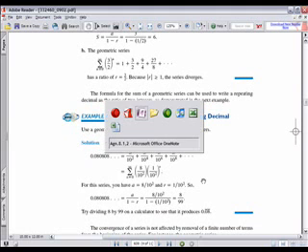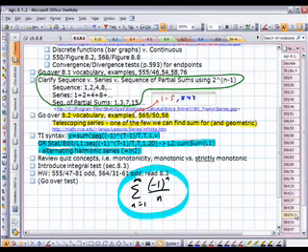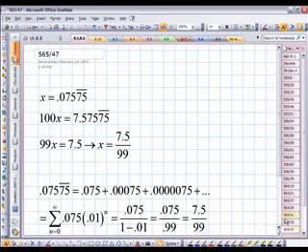But here's another way to go about it that you may have seen some years ago, and that would be this idea right here. So here's a repeating decimal, 0.075, and the 75 is repeating. Because there's two digits repeating, you multiply by 10 squared, so you get 100x is equal to all this. You just move the decimal place over twice. Then you subtract, so all the repeating stuff cancels. You get 99x is 7.5. And then you just divide, so x is 7.5 over 99.